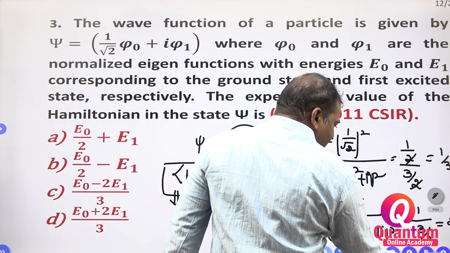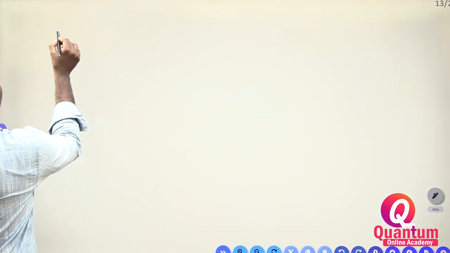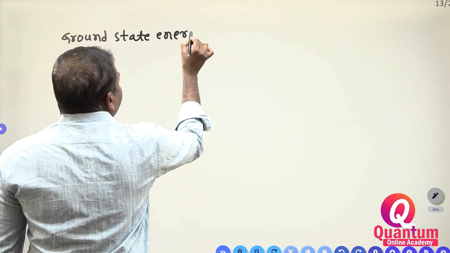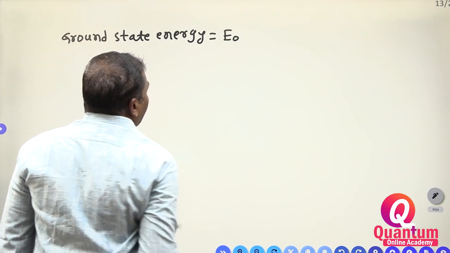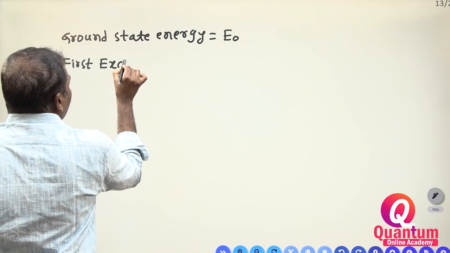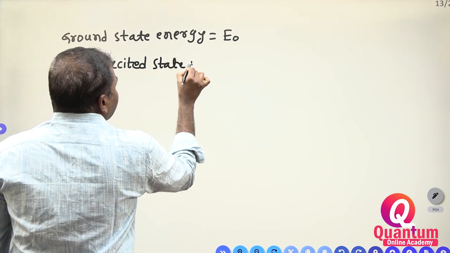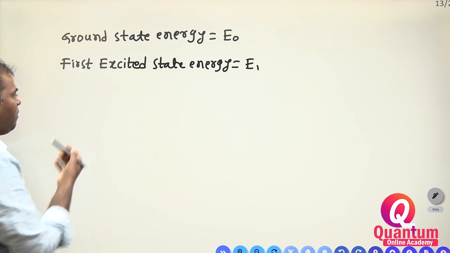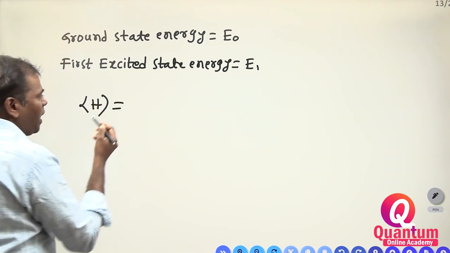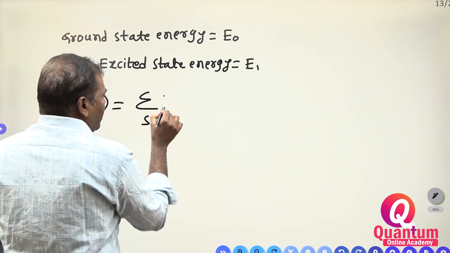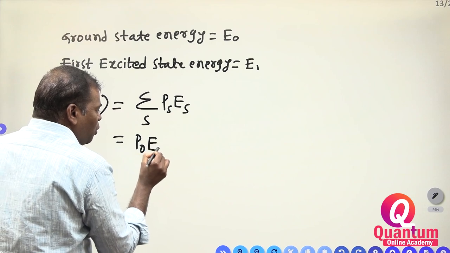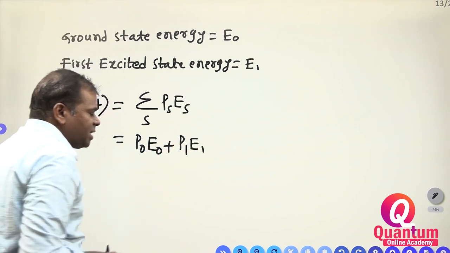For the ground state, you have to take the energy value as E0, right? The corresponding probability is P0. For the first excited state, the energy value you have to take is E1, and the corresponding probability is P1. What are they asking? They are asking about the expectation value. What is the formula of the expectation value? Summation over s of Ps Es. How many probabilities are there? P0 E0 plus P1 E1. Only 2 are there. Only 2 we have to take.